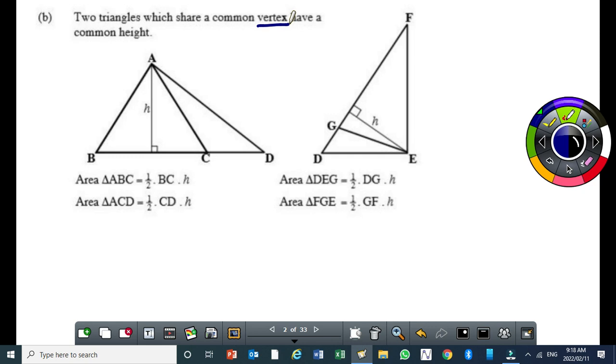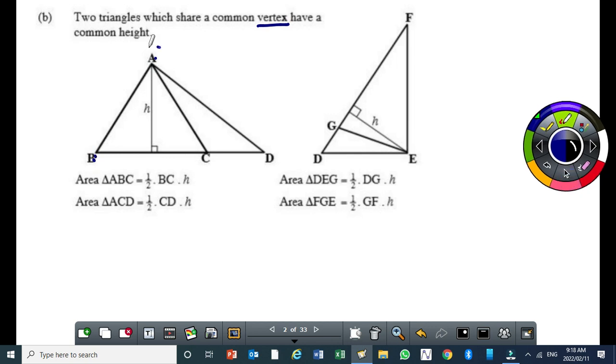share a common vertex. So, like in this diagram here, we've got the big triangle ABD, and the smaller one ABC. Right? I'm sure you can see that the two triangles share a common vertex there. That's the common vertex. Right? Now, because they share a common vertex, we can conclude that therefore they have a common height.